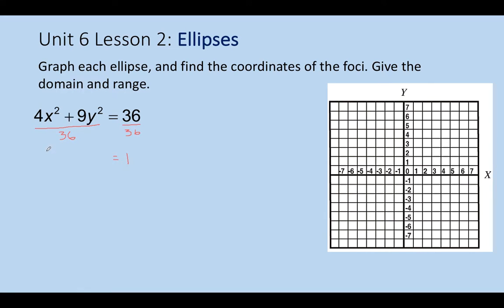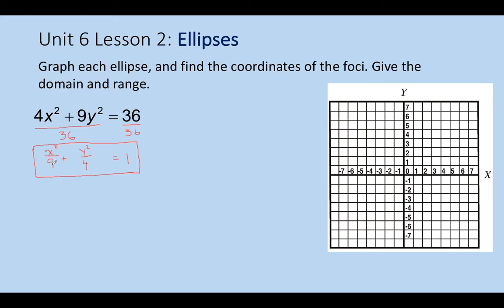4 divided by 36 is going to turn into 1 over 9. So I'd have x squared over 9. And then over here, 9 divided by 36 would be 1/4. So I'd have y squared over 4. And now I have this nice traditional looking formula for an ellipse. All right, so here's what's happening.